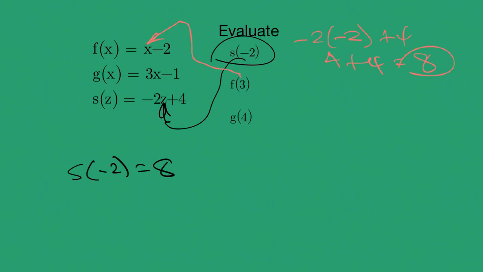So we're going to take 3 and replace that x with it. We're going to put it in parentheses. And it's just x minus 2. So all it's going to be is 3 minus 2, which is 1. So f of 3, if I go to the f function and I put a 3 into it, what comes out is a positive 1.